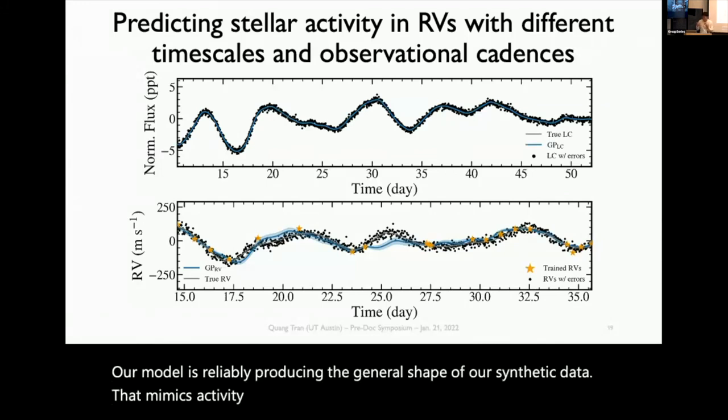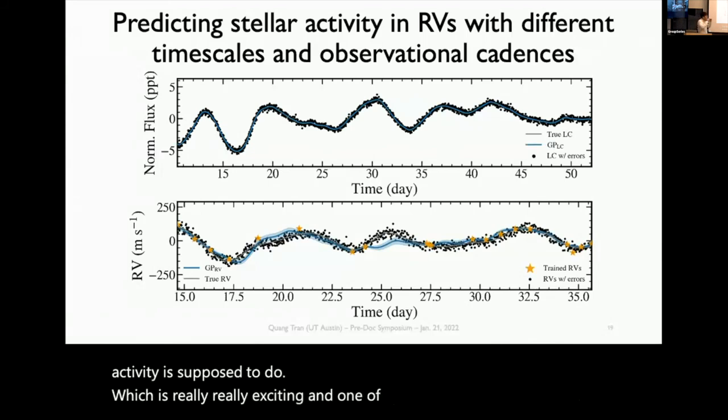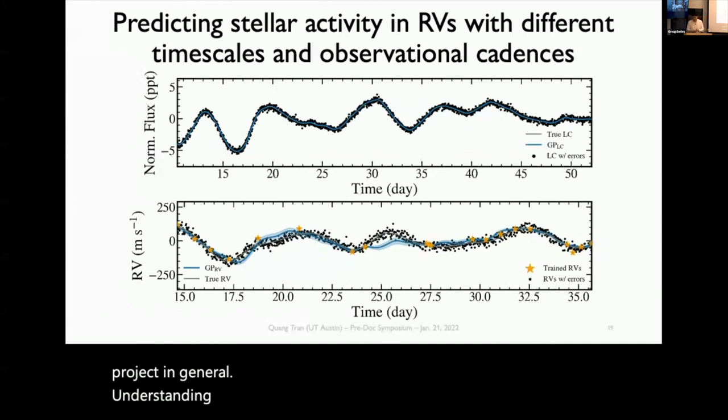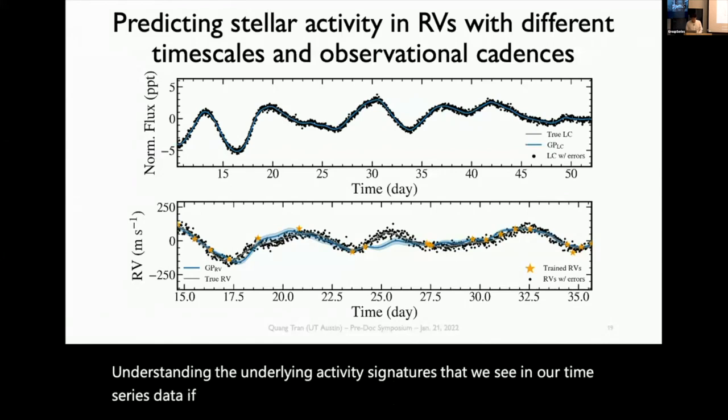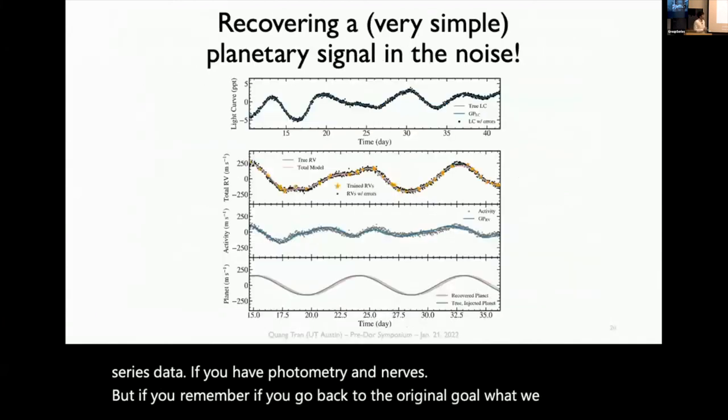And so we're doing a good job of predicting what activity is supposed to do, which is really, really exciting. And one of the primary goals of the project in general is understanding the underlying activity signatures that we see in our time series data, if you have photometry and RVs.